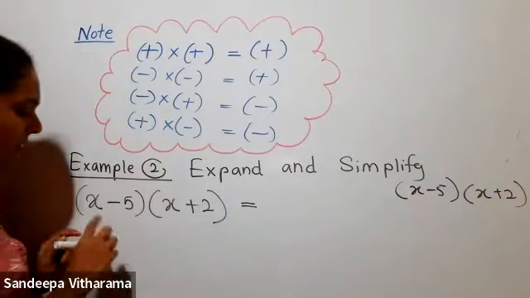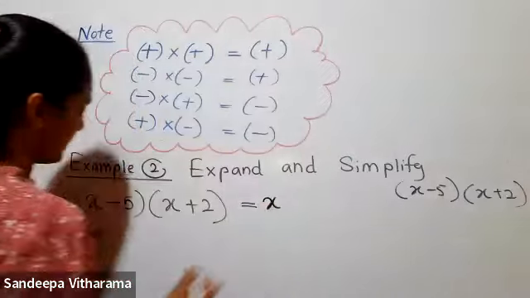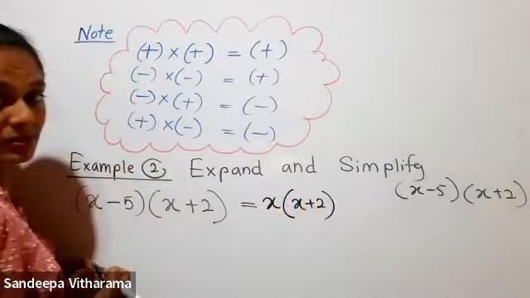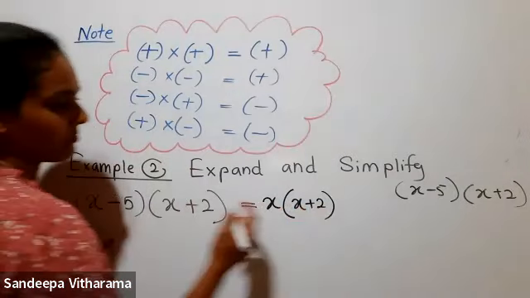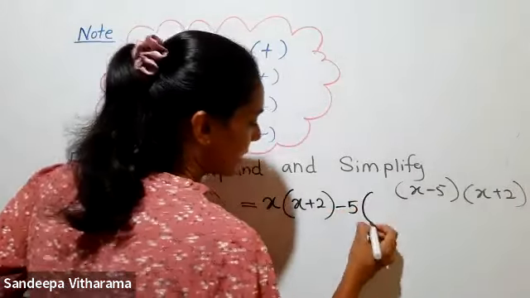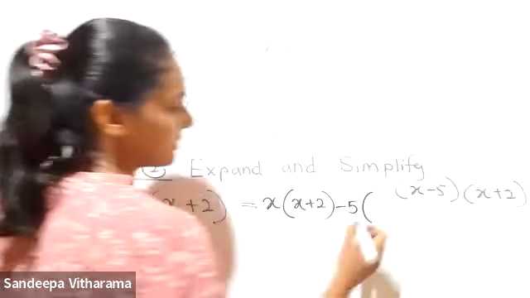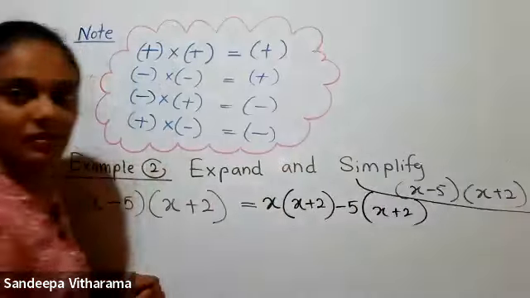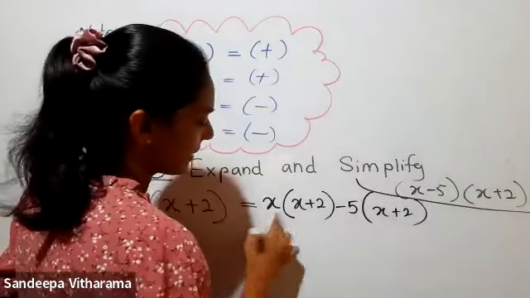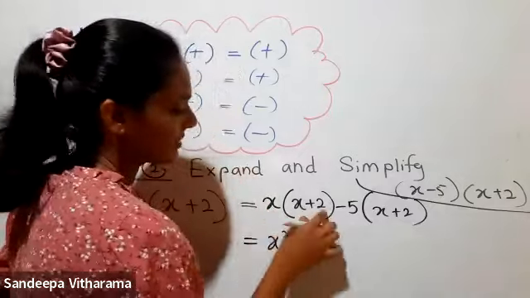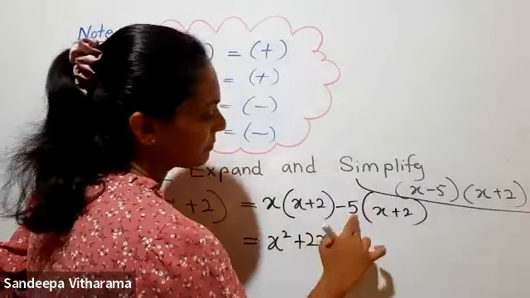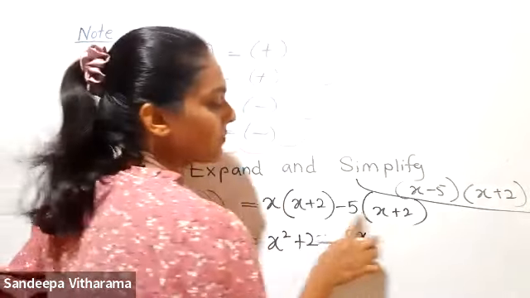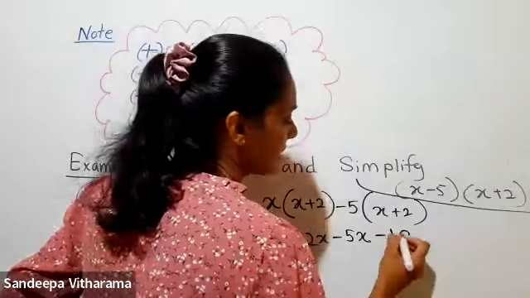Okay, look. We separate the first expression, x into x plus 2. Next, minus 5. So write minus. Don't forget the minus sign. Minus 5 into x plus 2. Then let's multiply: x into x, x squared. x into 2, 2x. Minus 5 into x, minus 5x. Minus 5 into 2 is minus 10.